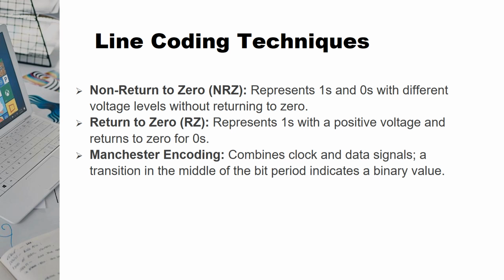Then on Manchester encoding, we are saying that each bit has a transition in the middle, with a high to low transition representing one binary value and low to high representing another. This technique provides built-in synchronization and is widely used in Ethernet networks. It combines clock and data signals, and the transition in the middle of the bit period indicates a binary value, right?